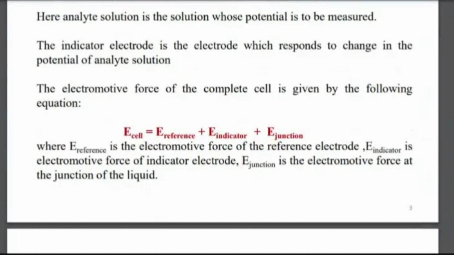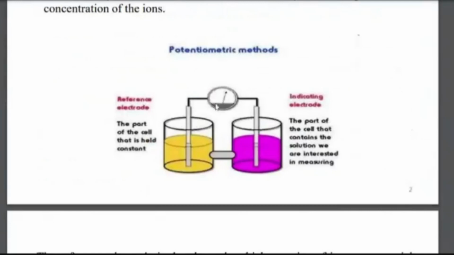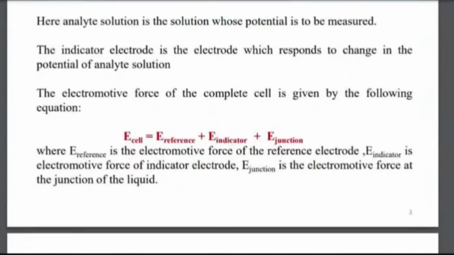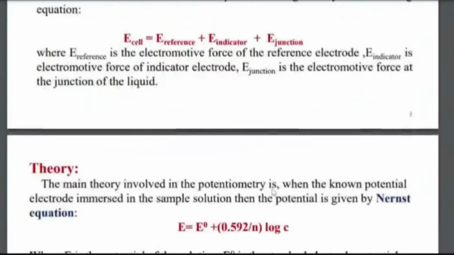The electromotive force, EMF, of the complete cell, this entire assembly, is given by the following equation. EMF of the cell is equal to EMF of the reference electrode plus EMF of the indicator electrode plus EMF at the junction. Okay, now what is this E junction? E reference is the electromotive force of the reference electrode. E indicator is the electromotive force of the indicator electrode. E junction is the electromotive force at the junction of the liquids, that is the salt bridge.